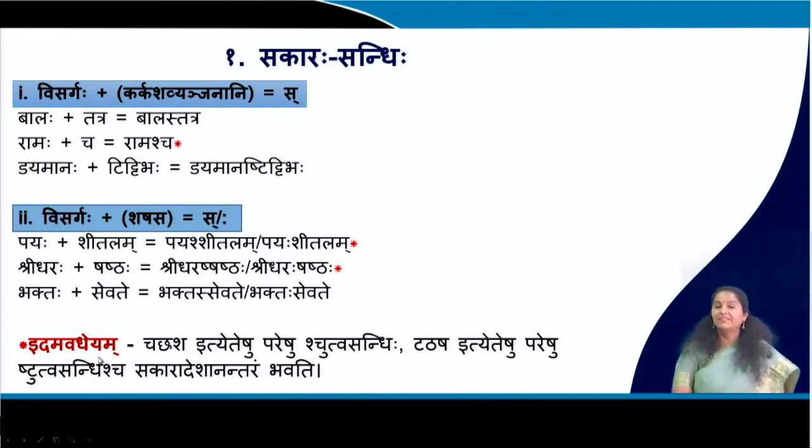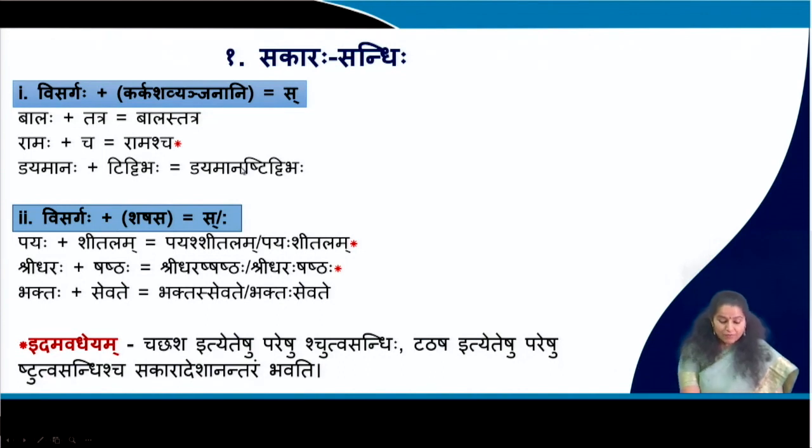And then it says idam avadheyam. So there's an extra thing to be taken into consideration. Cha cha sha ityeteshu pareshu chutva sandhihi. So this is the chutva sandhi that we looked at in the vyanjana sandhi part of it. Ta tha sha ityeteshu pareshu shtutva sandhischa sakaradeshanantaram bhavati. Okay, so that's the change that the sa undergoes depending on the letter that follows it. Tari dayamanaha plus tittibhaha becomes dayamanash tittibhaha.